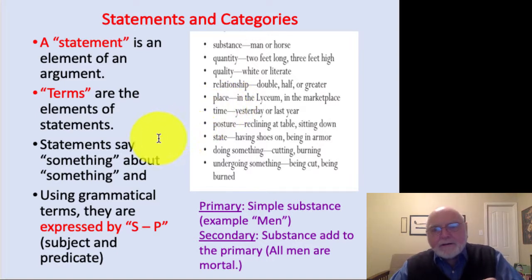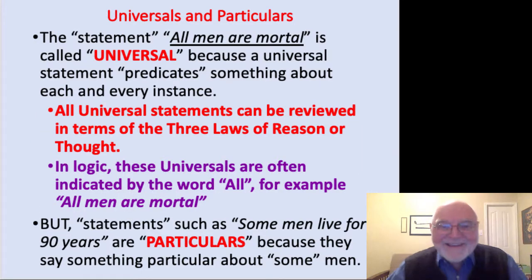The predicate is adding something to the subject. And so Aristotle said a statement is made up of terms. What's the term? Man. What's the second term? 10 feet tall. So you have two terms. One is in the subject position and one's in the predicate position. Hence, he expressed that in S and P. And he says that the predicate always adds something to the subject. Now, with that grammatical lesson behind us, let's move on to make a development of that.